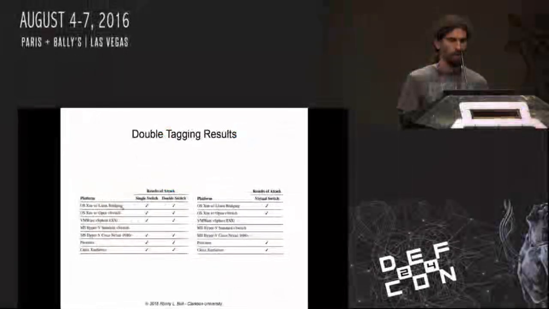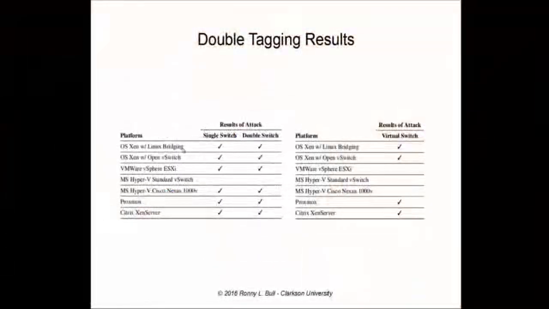Okay. So overall results of this, the first set of charts there on the left-hand side show the Open vSwitch, Linux bridging. Pretty much everything worked for going in. So this is trying to get into and attack a virtual machine on another VLAN inside of a virtualized network. So it worked on every single environment except for the standard vSwitch for Hyper-V.